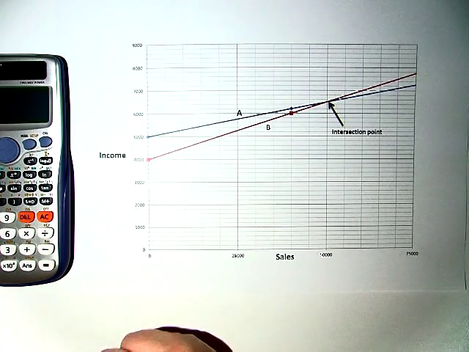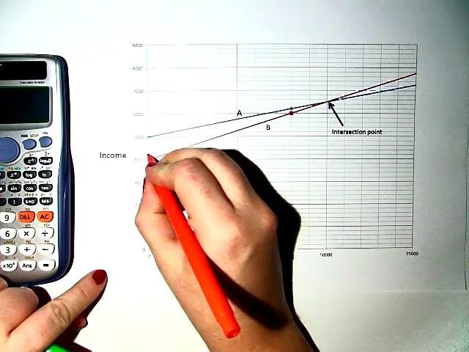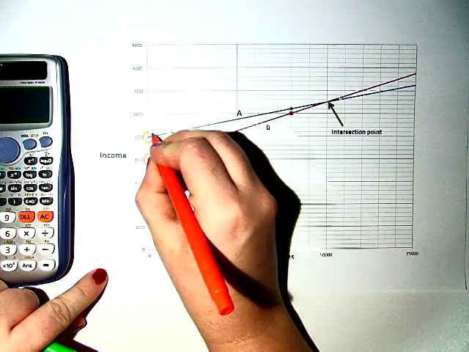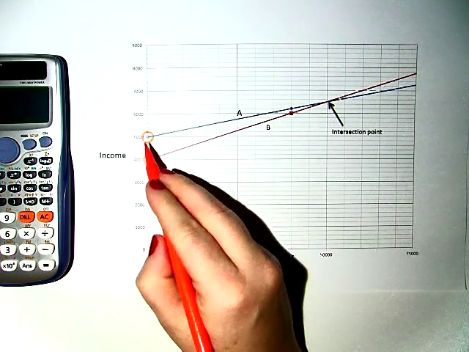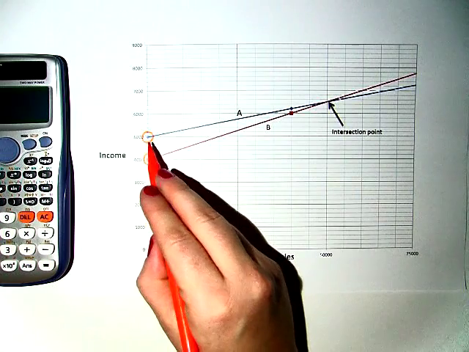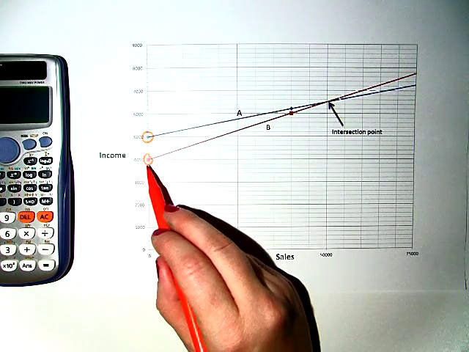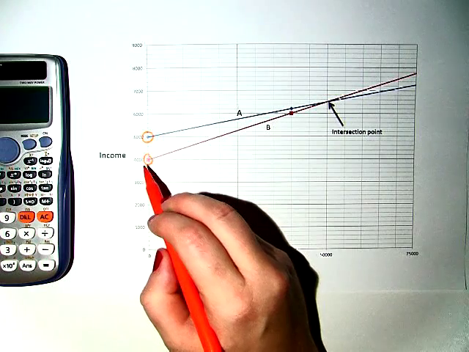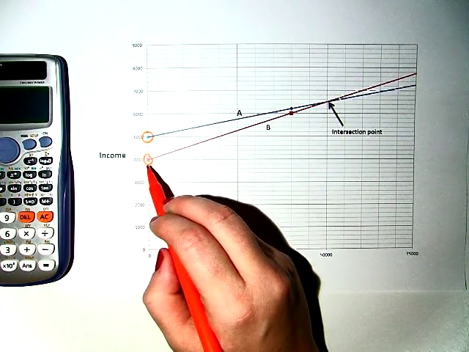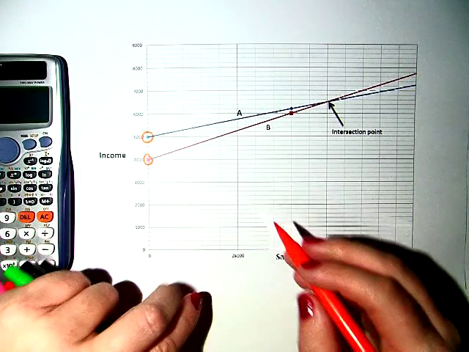This graph has Salesmen A and B. You can see that our initial values right here are 4,000 and 5,000. Now with the first salesman, Salesman A, he starts off with a higher initial value, but he makes less of a commission, whereas Salesman B starts off with a lower initial value, however he has a greater percent commission. So let's go ahead and look at where they intersect.